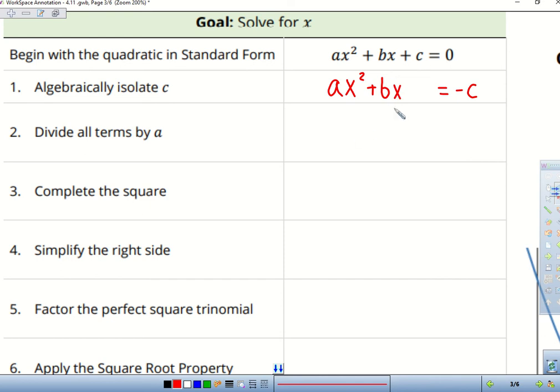The next step is to divide everything by a. So if I divide the first term by a, it's just x squared. B divided by a is just b over a. And negative c divided by a is just negative c over a. So now we are going to take half of this term and square it, because remember, you always take half of this and square it to complete the square.